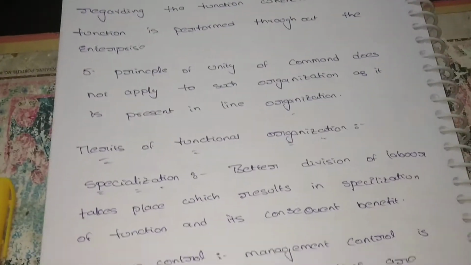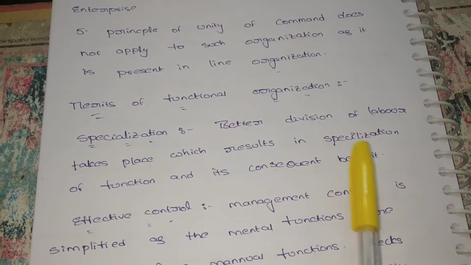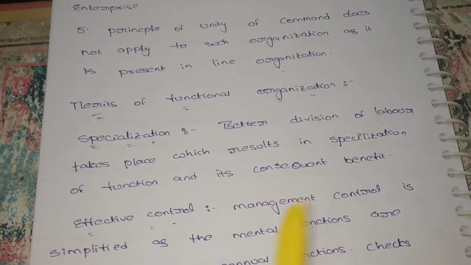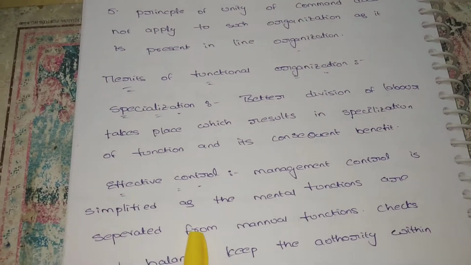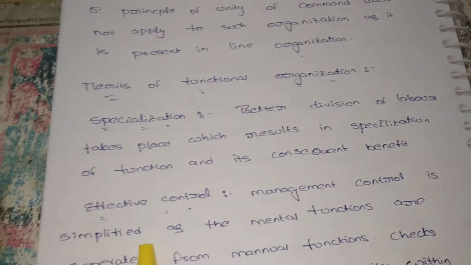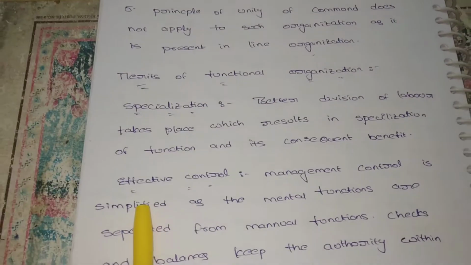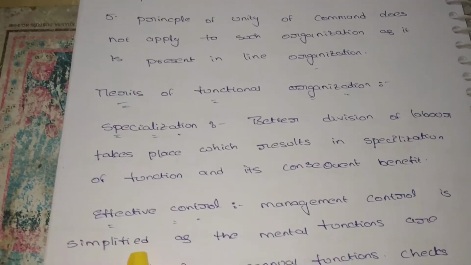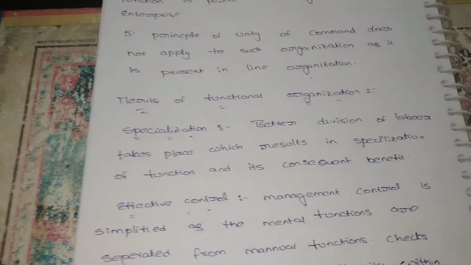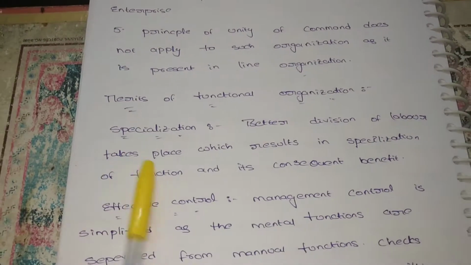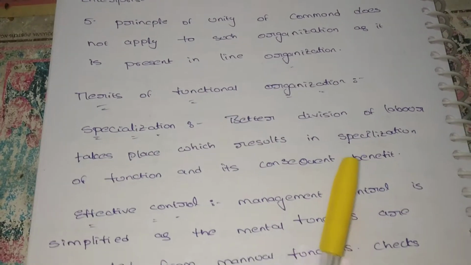What are the merits of functional organization? Let's see here. First, specialization. Better division of labor takes place, which results in specialization of function and its consequent benefit. The main objective of the functional organization is specialization, meaning division of work. According to the educational qualifications, we can divide the labor into different teams. Suppose a person is very good in finance, we can appoint him as the departmental head in finance. According to their capabilities, we can divide the work and place them in their jobs. So specialization is the first advantage.